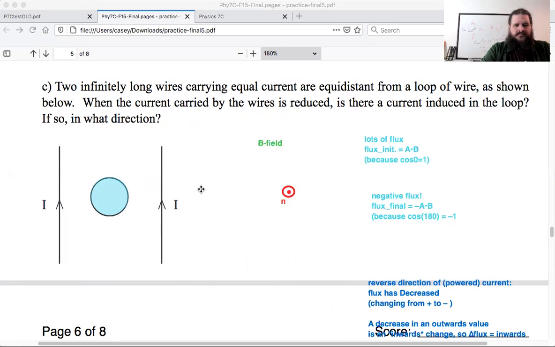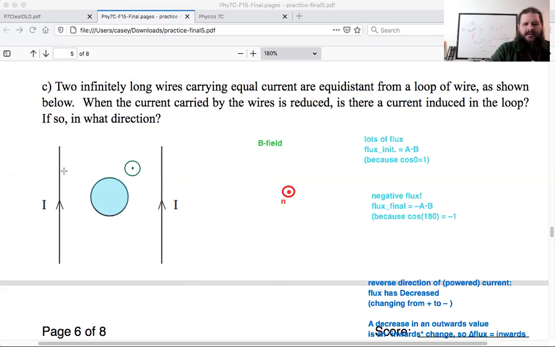Would it be out of the page? From which one? The right one? Yeah, the right wire, again, using the usual right-hand rule. Upwards current, curl of your fingers tells you the direction of magnetic field. The right wire is going to cause outwards magnetic field in the region of the loop. So we're going to get outwards magnetic field from the right wire.